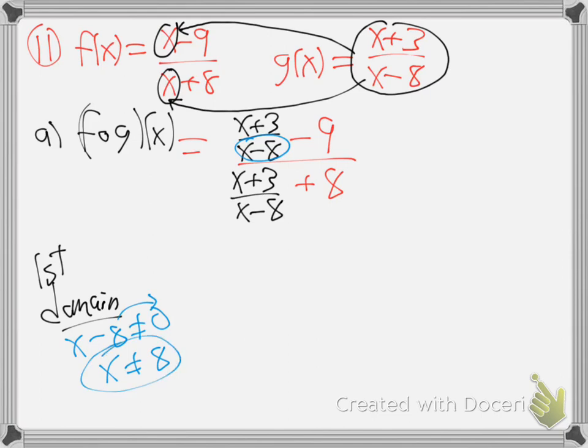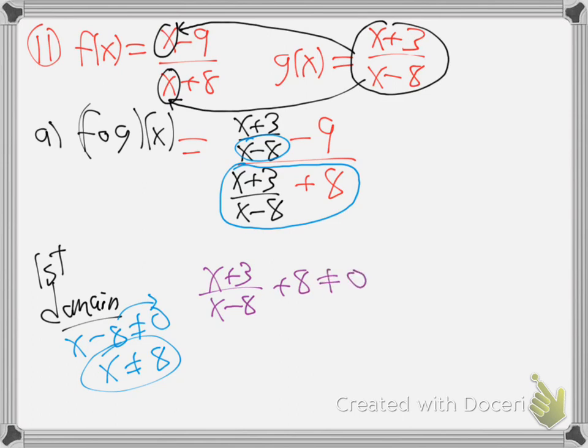And then we have the entire denominator. So the entire denominator cannot be 0 also. So that's x plus 3 over x minus 8 plus 8 cannot be 0. Move the 8 over. What did you say? Wait, what else did you say? Said the whole thing and what? So the x minus 8 itself, that's a denominator, cannot be 0. And then the whole denominator cannot be 0. So every denominator cannot be 0.